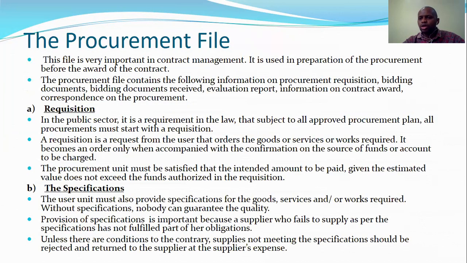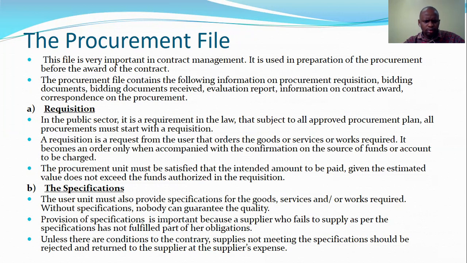The other thing we are going to talk about today is the procurement file. This file is very important in contract management. This is because it is used in preparation of the procurement before the award of the contract. So the procurement file contains the following information: procurement requisition, the bidding document received, evaluation report, information on contract award, and correspondence of the procurement.